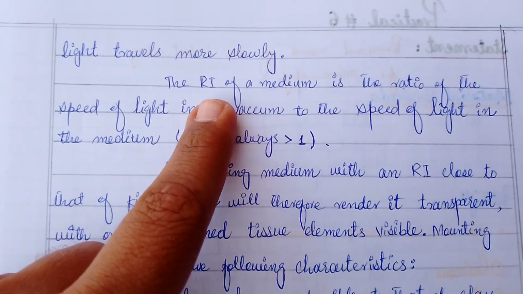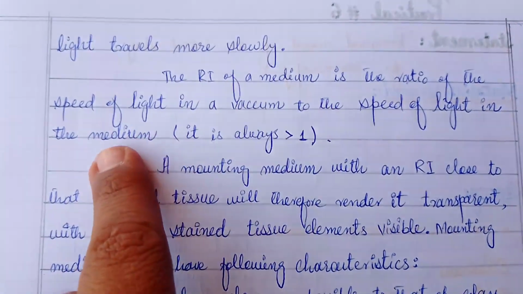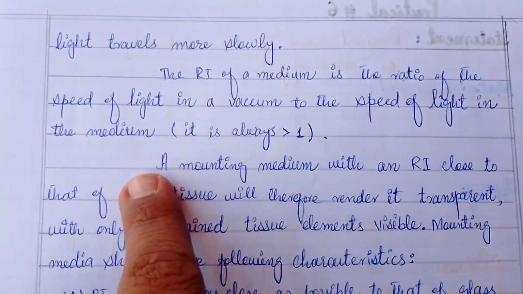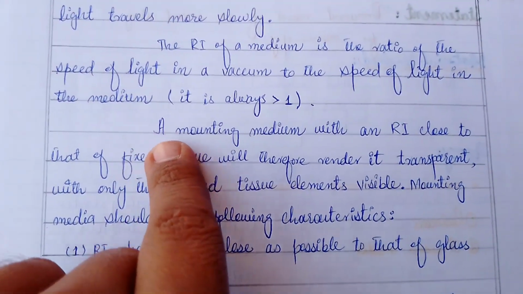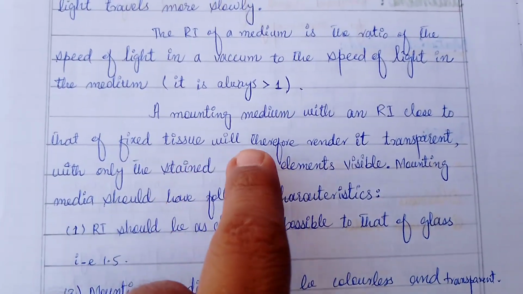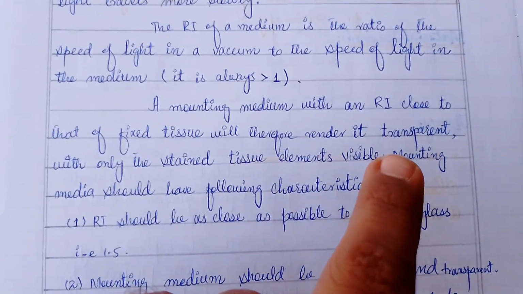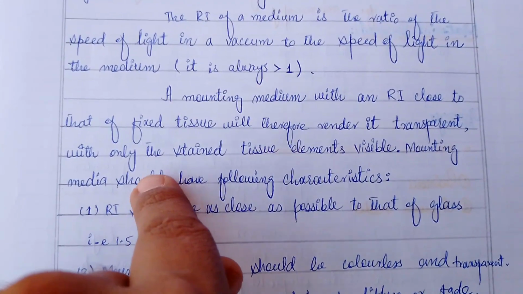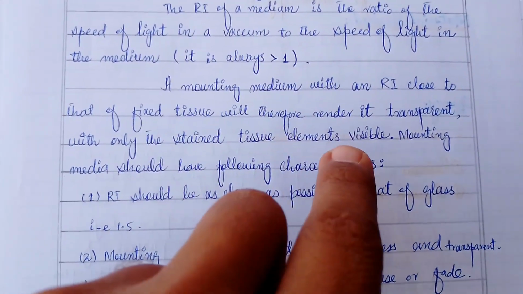Light travels more slowly in other media. The refractive index of a medium is the ratio of the speed of light in a vacuum to the speed of light in the medium. It is always greater than 1. A mounting media with a refractive index close to that of the fixed tissue will therefore render it transparent, with only the stained tissue elements visible.